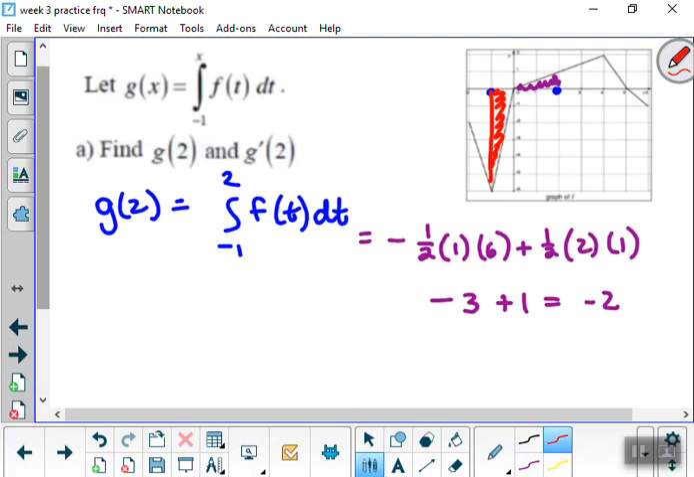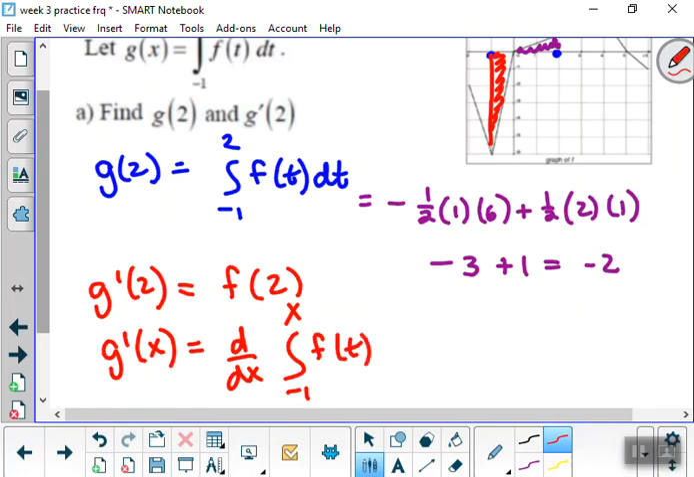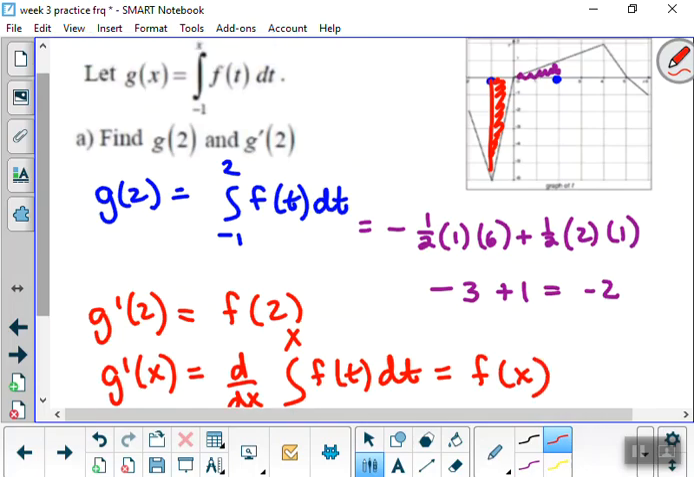G prime of 2. Okay, well, G prime of 2 is going to equal f of 2 because G prime of x is the derivative of the integral of f of t dt from -1 to x, which is going to be f of x. Okay, second part of the fundamental theorem. So G prime of 2 is equal to 1. All right, so that's part A.